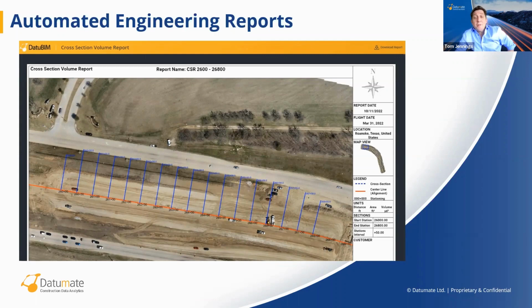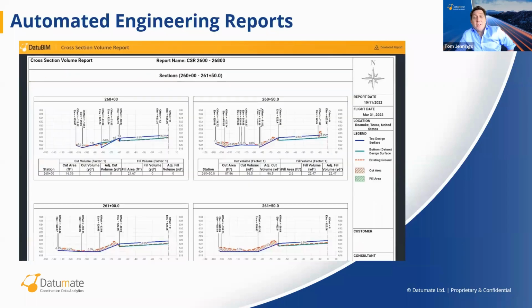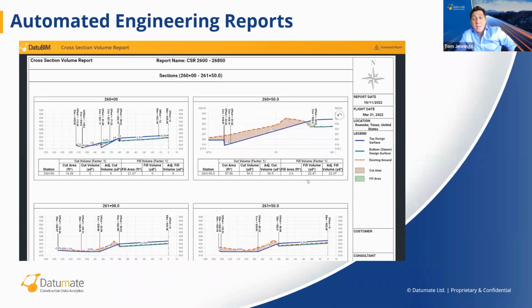I like to think we're putting machine learning to work, taking mundane and tedious jobs off the plates of engineers so they can focus on what is important. So the cross-section volume report will generate tabular and visual volume calculations of the finished grade and subgrade surfaces against the existing 3D model. And now that the tool is automated, the report can be automatically generated as needed during the life cycle of the project.